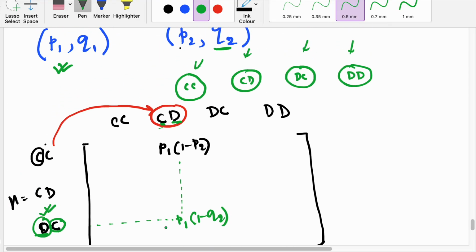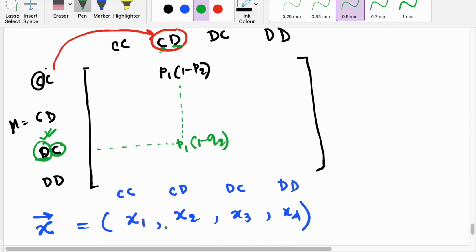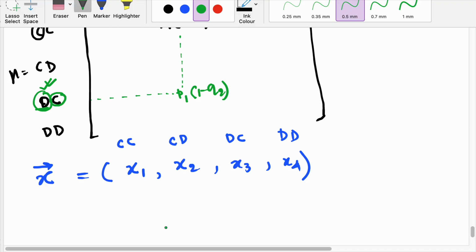Now in the initial round, suppose that my state space was like that, with probability x1 CC occurs, x2 CD occurs, with probability x3 DC occurs, and with probability x4 DD occurs.